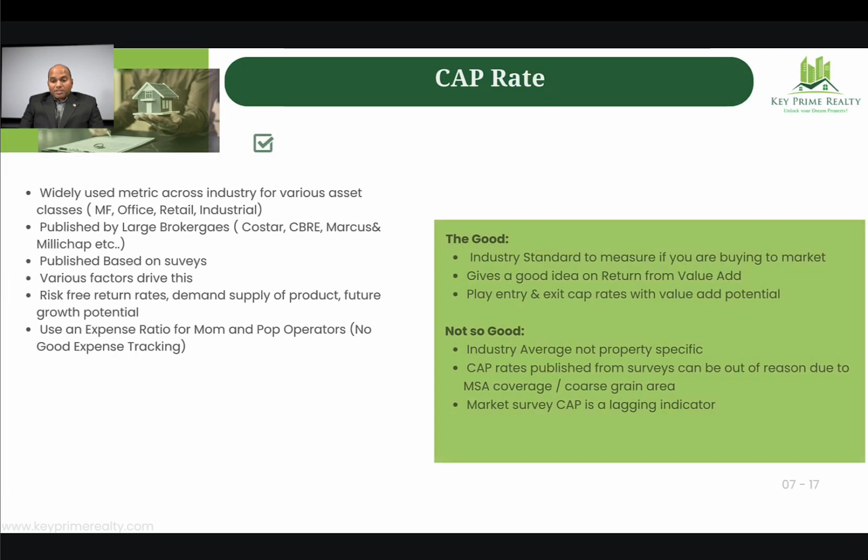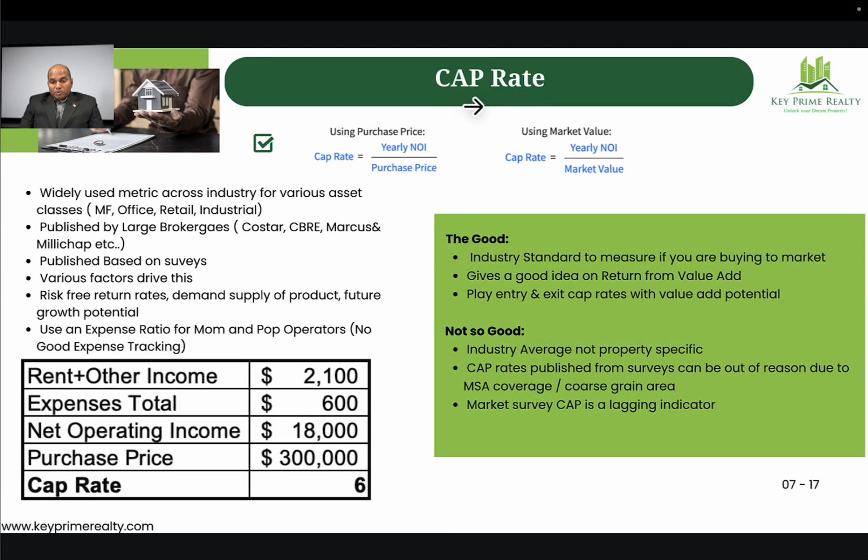After this, the next one is the cap rate, most widely used throughout the industry. It's a standard for every asset type and class. When we say asset class, it is multifamily or we have office. Within commercial real estate, you have various asset classes. The cap rate is tracked in each of these asset classes, and also within the asset class, you have different types of classes. It's A, B, C.